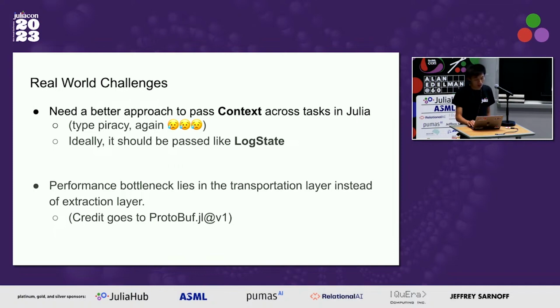And also, the performance bottleneck lies in the transportation layer instead of the extraction layer. Based on my benchmark results, the extraction and the serialization part is quite fast, and it's much faster compared to both the Golang and also the Python implementation. And this credit goes to the protobuf, especially the version 1 of the protobuf.jl.